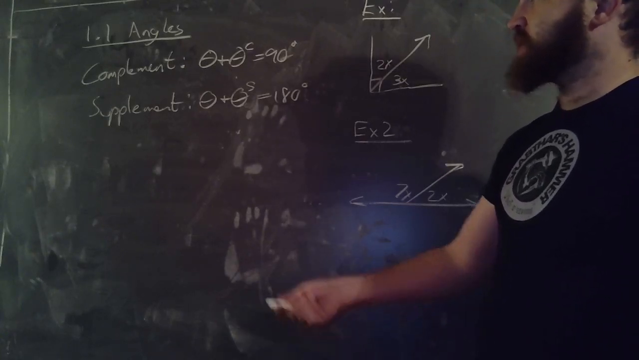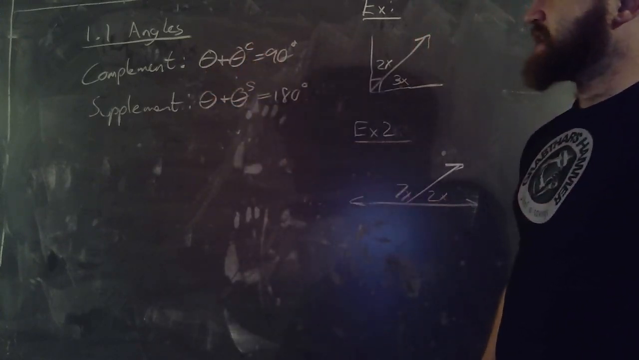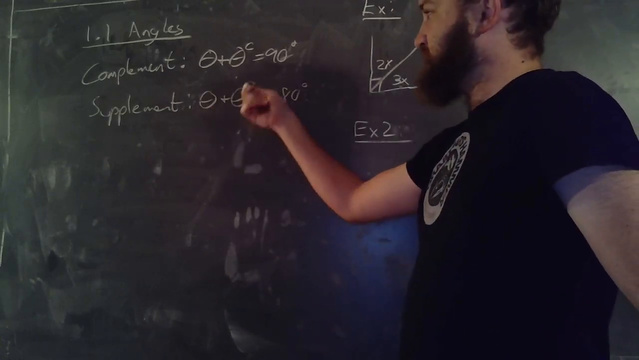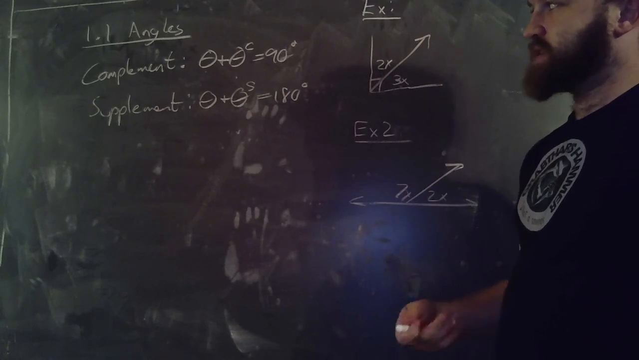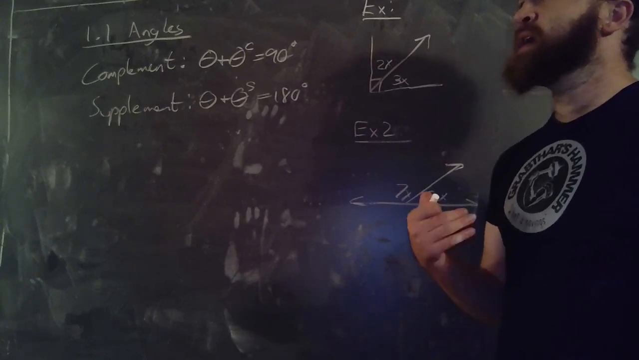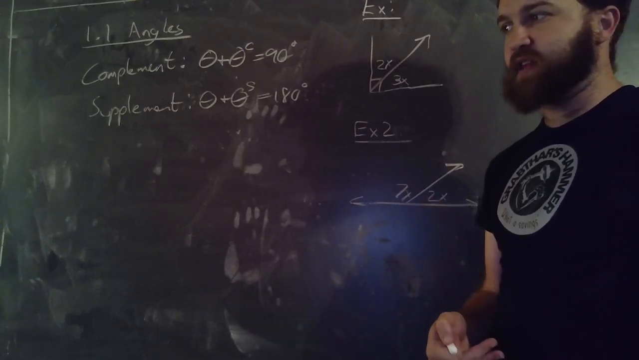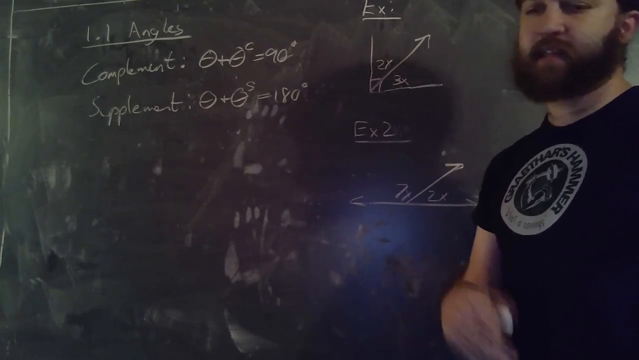So we have a definition here. If we take theta and then theta complement, add them together, that'll be 90 degrees. And so theta plus theta supplement will be 180 degrees. In other words, if we want to find the supplement of any angle, we simply take that angle from 180. Similarly, if we want to find the complement of any angle, we simply take that angle measurement from 90 degrees, and that will give us its complement.